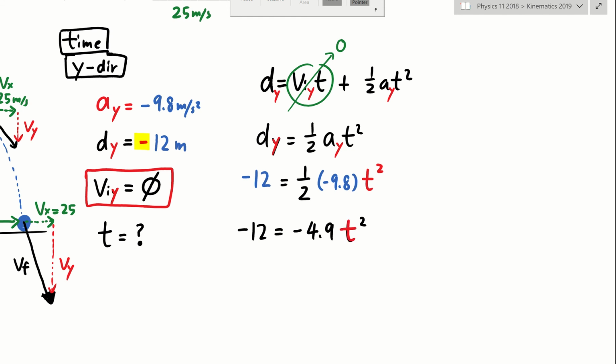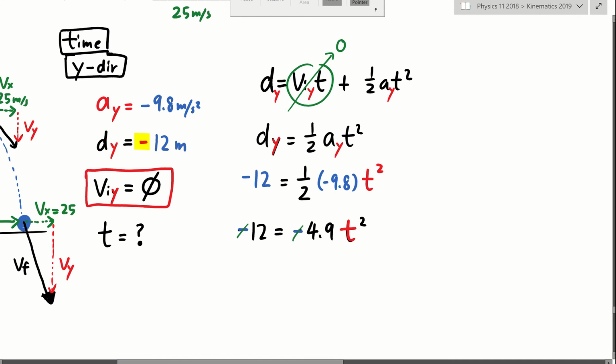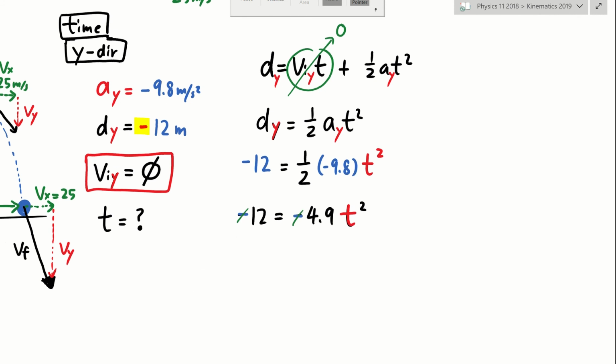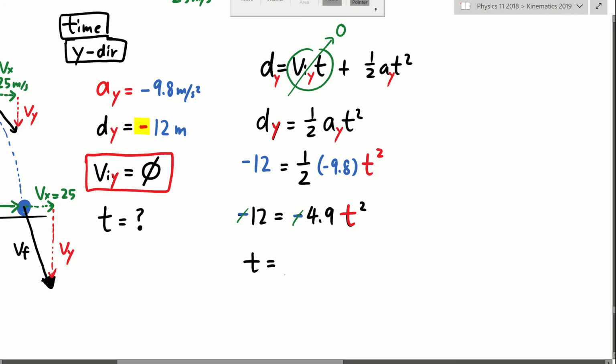You see a double negative at this moment. So the double negative sign can cancel out. So you don't have to worry about the negative sign. Now, put in the calculator 12 divided by 4.9, and then a square root later. The final time is 1.56 seconds, about 1.5 seconds approximately, right? Okay, so it will take 1.5 seconds for the ball to hit the ground.